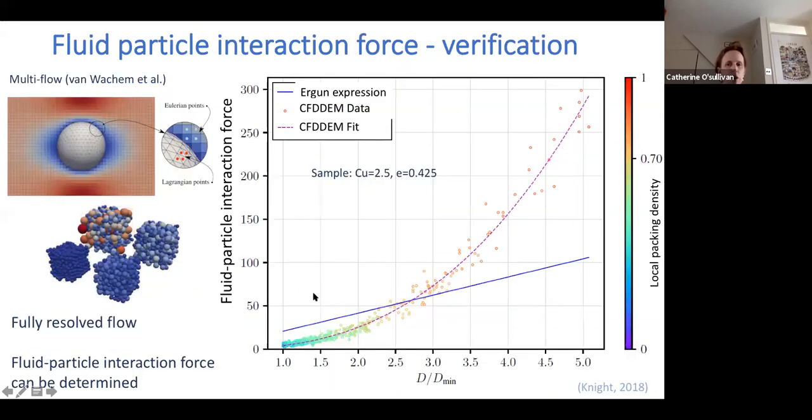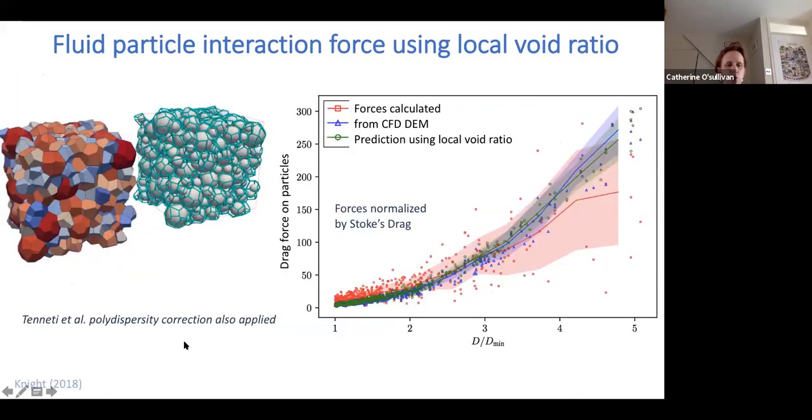And what Chris found is that there's quite a big shortcoming to the expressions that people are usually using in these coarse grid approaches to capture the fluid particle interaction force, compared with what the real force is. So one of the areas that we're looking at the moment is how we can improve this approach to modeling, where we're using the coarse-grained approach, and maybe using Voronoi tessellations to get better ideas of local porosity, because we know that the fluid particle interaction force depends on the local porosity.